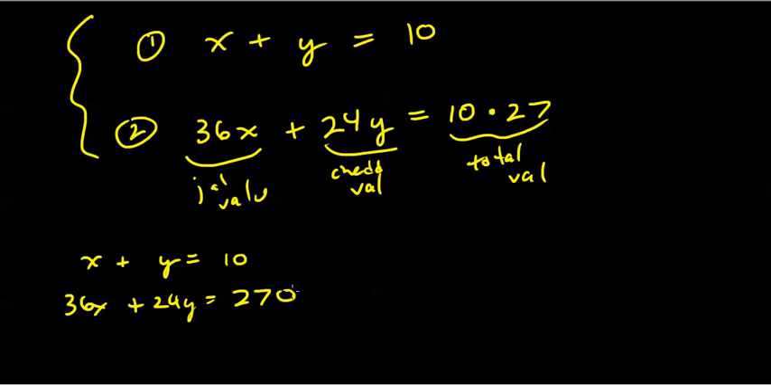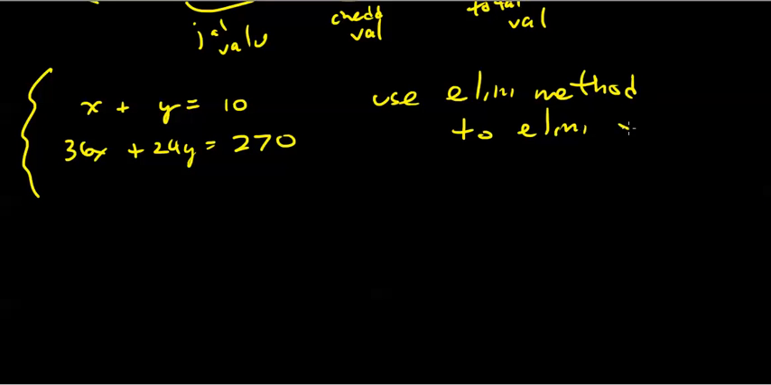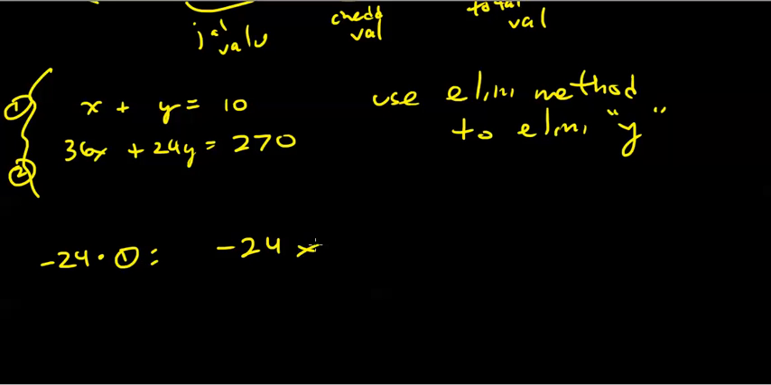All right, now I suppose we can use a substitution method. Our author chooses to use the elimination method here. What the author does in this example, you make a note of that, is use elimination method to eliminate the y variable. Yes, I could have just as easily eliminated x, but the author chooses to eliminate the y variable first. Basically, if I number these equations 1 and 2, I'm going to multiply the top equation through by negative 24 and leave the second equation alone.